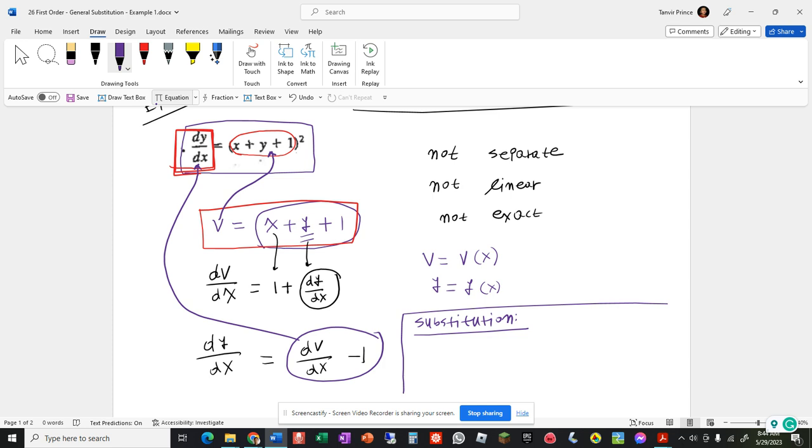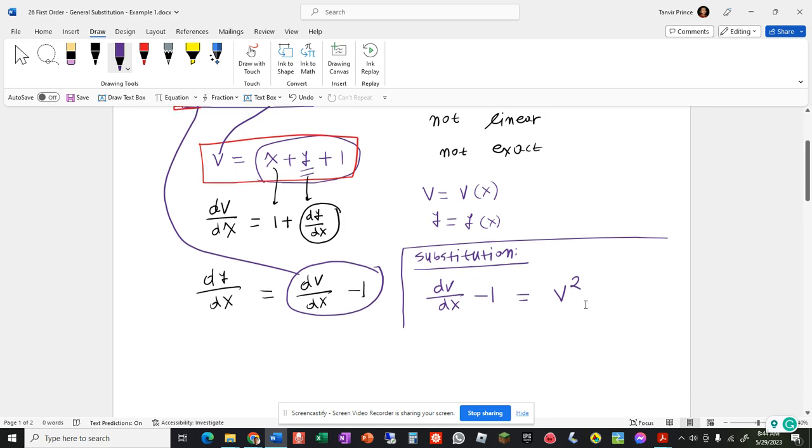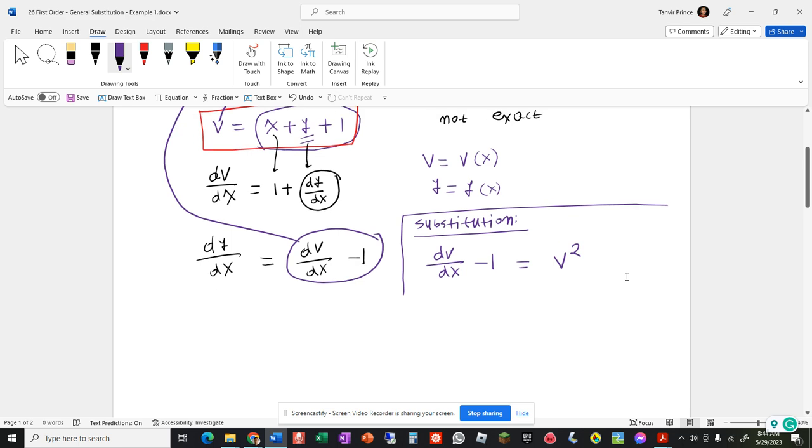So if I substitute in place of dy/dx, I end up with dv/dx minus 1 equal to v squared. Remember, in place of x plus y plus 1, that is your v. In this differential equation, v takes the role of y. v is our unknown function. Can we solve for v? It looks simpler than the previous one. So perhaps this is separable. Let's try.